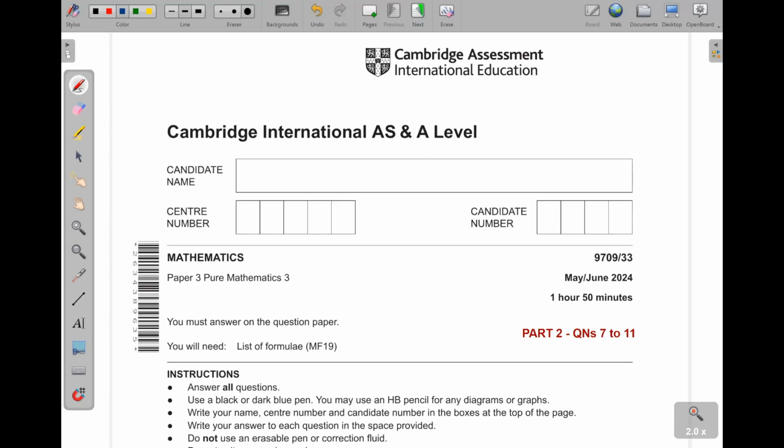This is Teacher Simon taking you through Cambridge International AS and A-Level Pure Mathematics 3, Paper 3 for May/June 2024, and this is part 2 for questions 7 to 11.